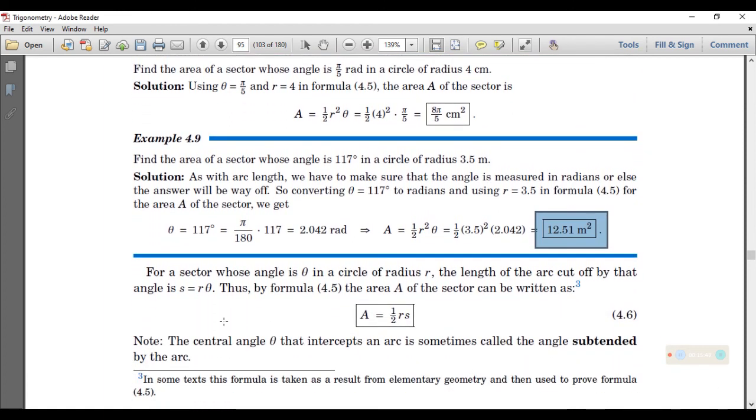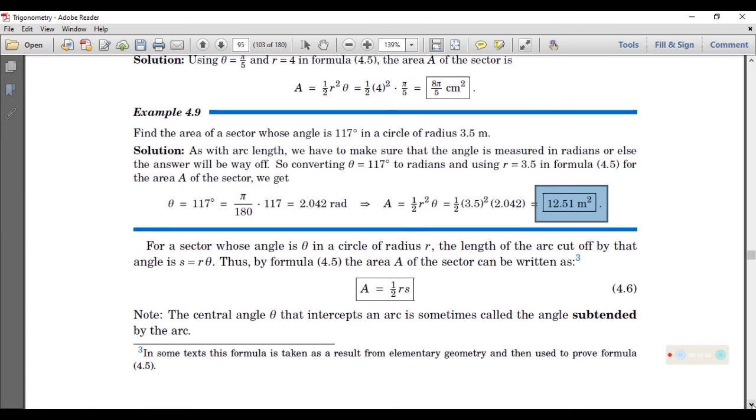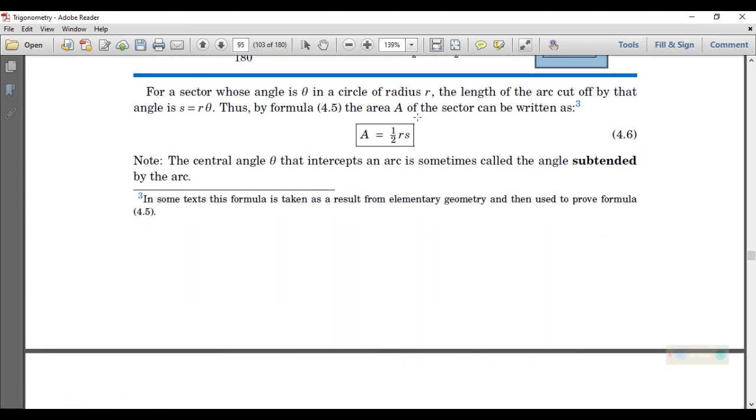Okay, so for a sector whose angle is theta in a circle of radius r, the length of the arc cut off by that angle is S equal to r theta. Thus, by formula, the area A of the sector can be written as A is equal to 1/2 times r times S. Note the central angle that intercepts an arc is sometimes called the angle subtended by the arc. Okay, please take note of this formula as well.